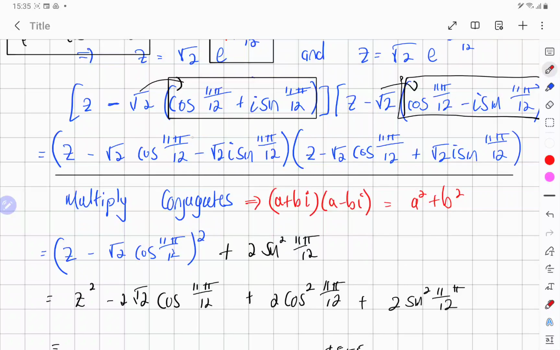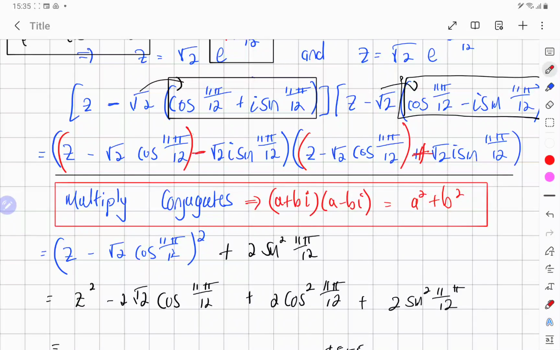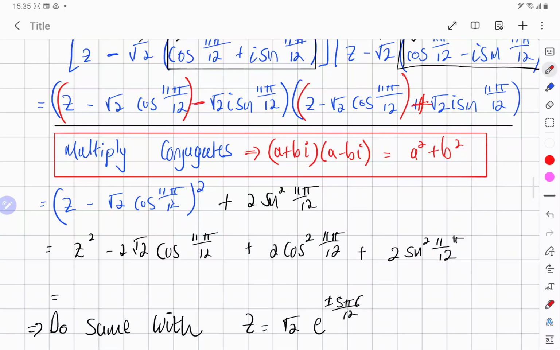What I do stress is I see again these two brackets are the same. Here I have minus, here I have plus. So what is it? It's again this very important technique. So what do I get? I will always then get the red bracket squared. But what do I do with the conjugates? I just say b squared. So what is my b here? It's root 2 sine 11 pi over 12 squared. And root 2 squared is 2.